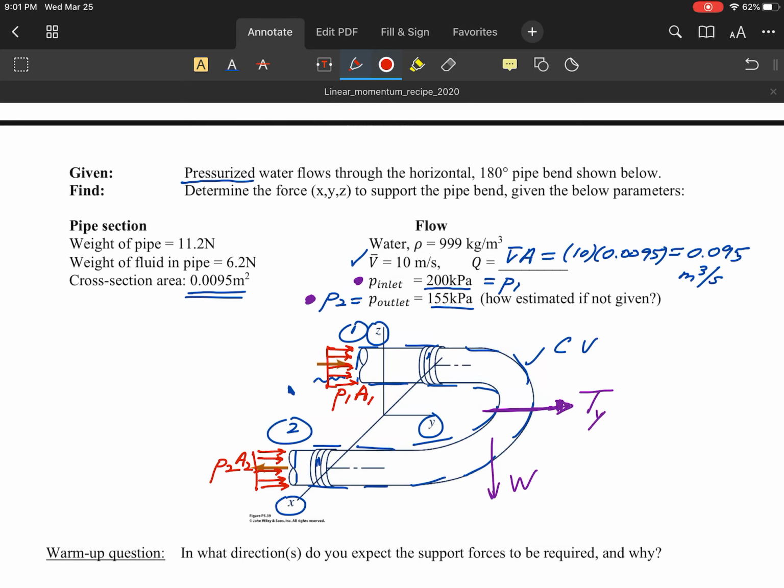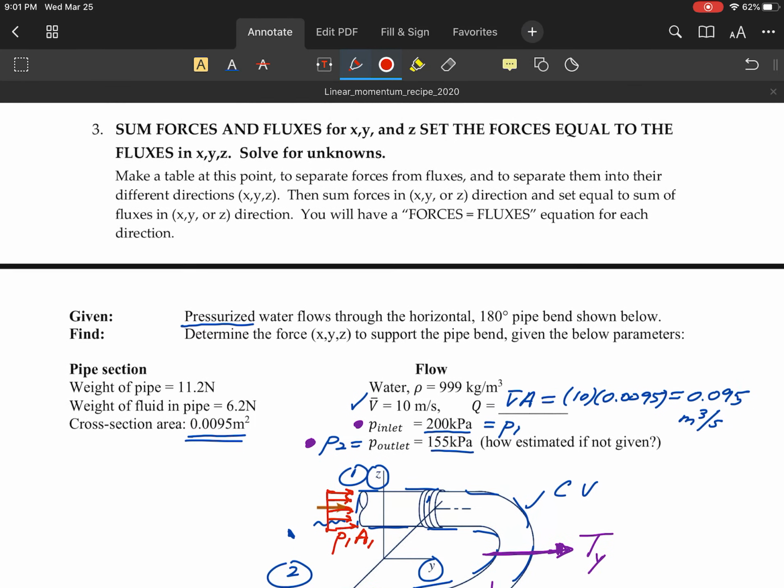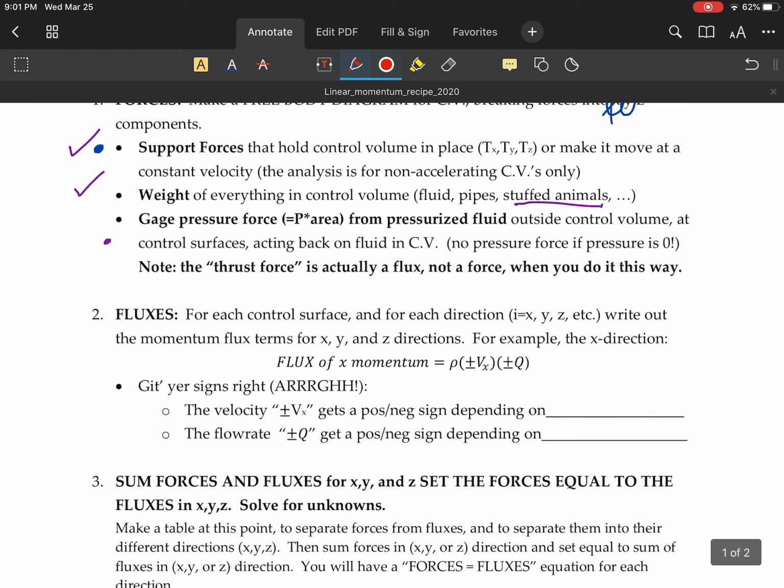But this, if it's a pressurized pipe and you cut it where your control volume is, you have to have the pressure from the fluid outside exerted back in on the control volume, and we're working in gauge on this problem, okay? So that's a tricky one, and that will be important. What else? And that's it.